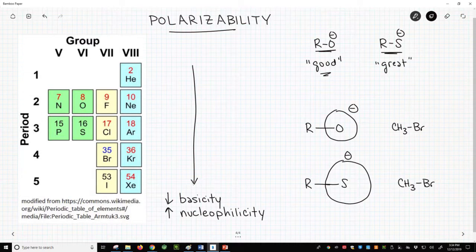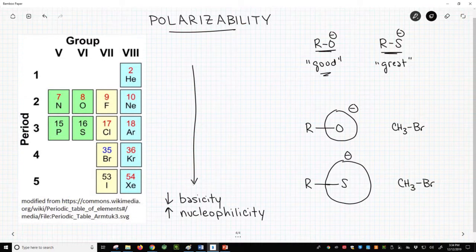The difference is that alkoxides are more basic and will perform an E2 on secondary halides. Sulfides are less basic and therefore able to do an SN2 on more hindered secondary halides. Moving down a column increases nucleophilicity and reduces basicity. What's going on with nucleophilicity?